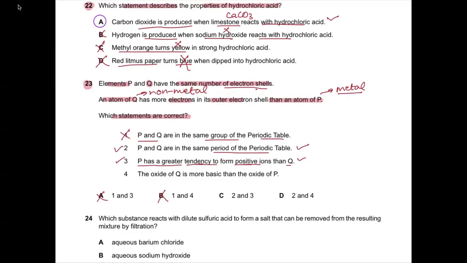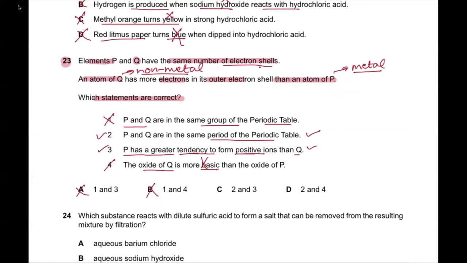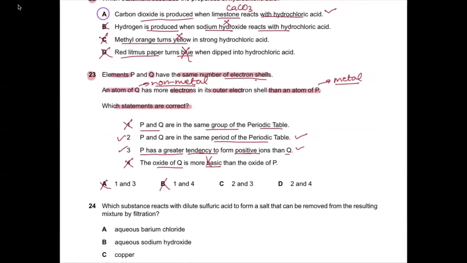Okay. So the oxide of Q is more basic? Q being a non-metal, its oxide is not going to be basic, it's going to be acidic, right? So statement 4 goes wrong. If 4 goes wrong, it makes D wrong. So we are left with only option C. So C is the correct answer. Is this clear to all of you? Yes, sir.